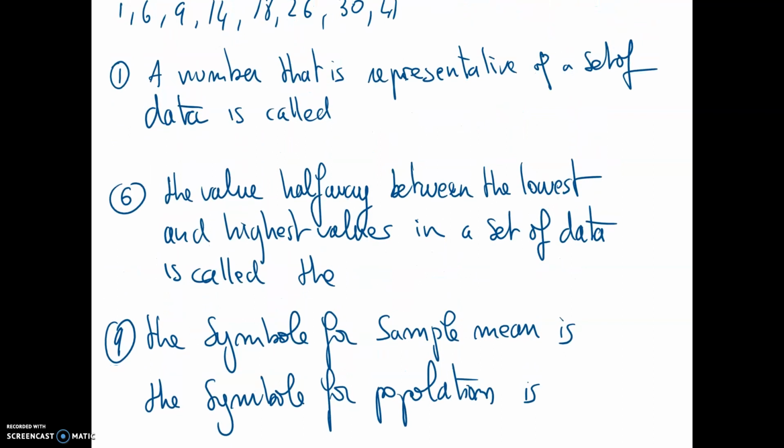Problem number one: the number that is representative of a set of data is called the average. It's called average, guys. Problem number 6: the value halfway between the lowest and the highest value in a set of data is called the mid-range. That is what we call the mid-range.